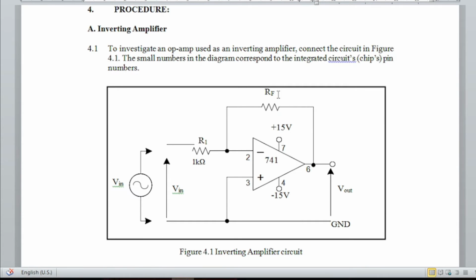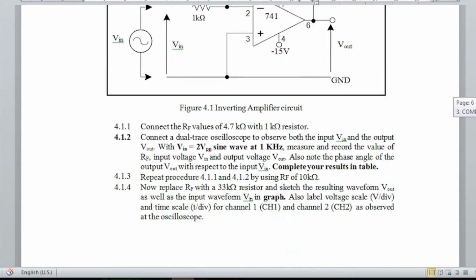As for the procedure of the inverting amplifier, we investigate an op-amp used as an inverting amplifier. Connect the circuit in figure 4.1. The small numbers in the diagram correspond to the integrated circuit chip pin numbers. This is the diagram here, and there are some other procedures, that is, connect the RF value 4.7 kilo ohm with 1 kilo ohm resistors.